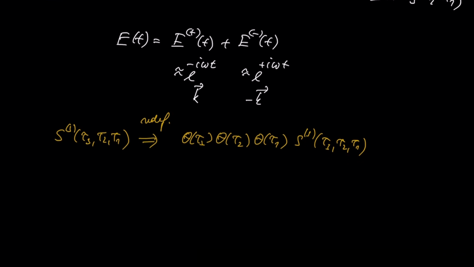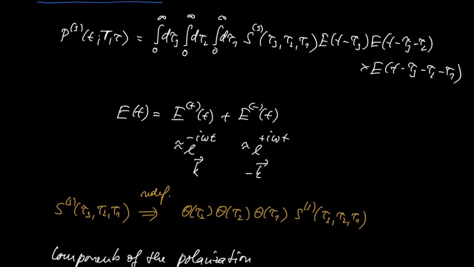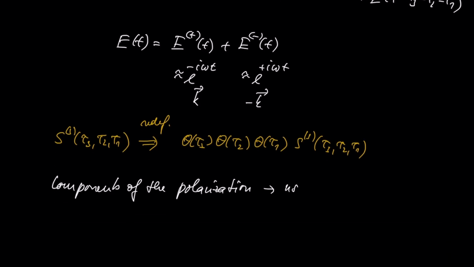Okay, so now let's write all the components of the integral here using Fourier transforms. So components of the polarization, we mean this expression for the polarization, so we mean the fields and so on, using Fourier transform.